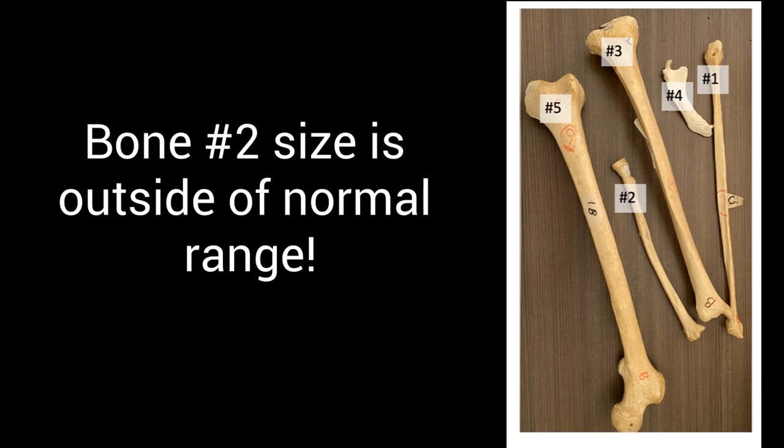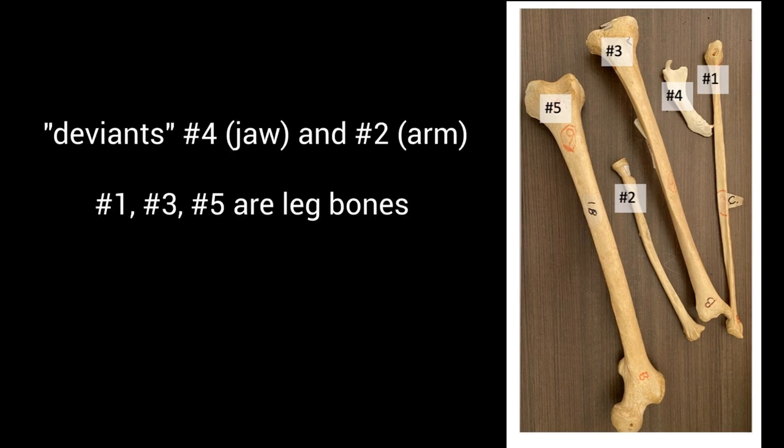Okay, turns out our deviants, number 4 is a jawbone, number 2 is an arm bone, but 1, 3, and 5 are all leg bones.